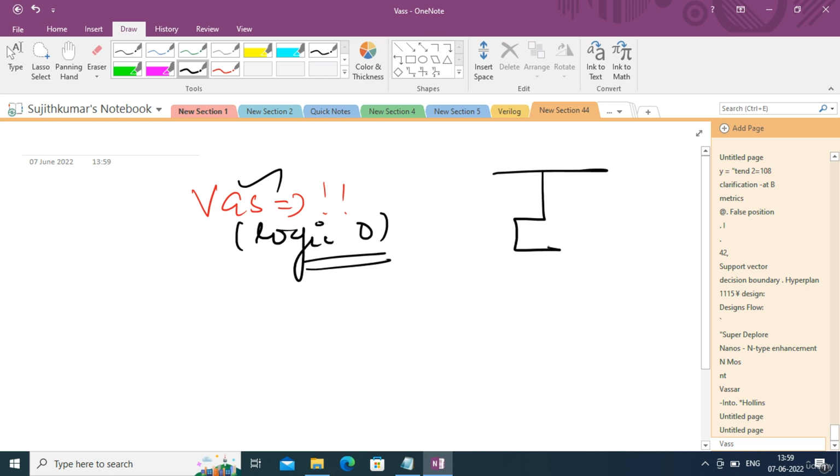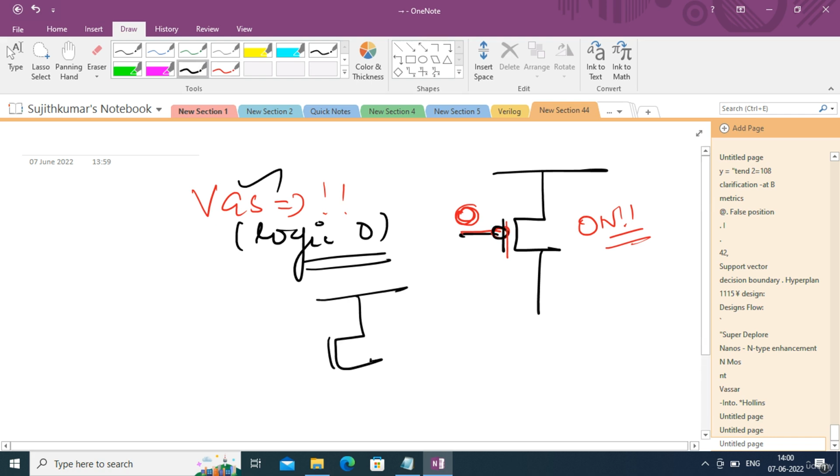So for a PMOS whose circuit looks like this, if you apply 0, there is again an inverter type bubble here, this comes with the circuit. If you apply 0, the transistor will be on, remember. For an NMOS, if you apply 1, the transistor will be on. For a PMOS, if you apply 0, the transistor will be on. That is very important. What if you apply 1? If you apply 1, that means you are applying a positive voltage, right?